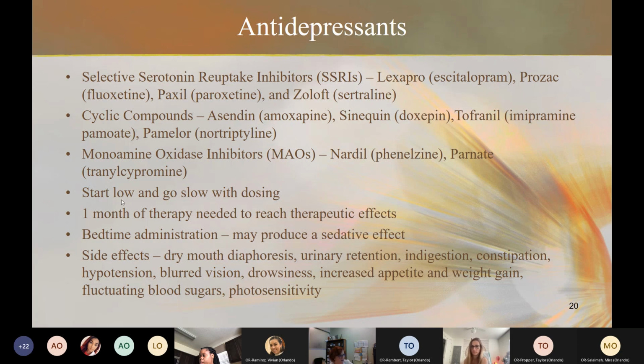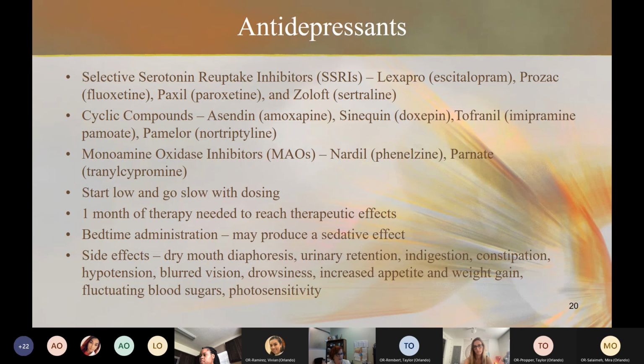But the thing here that I think is really important is start low and go slow with dosing. You've probably heard me say that a few times when we were talking about medications. Because really for the older population, because of potential changes in the liver, we want to start kind of low, and then the doctor will not over medicate them too soon.